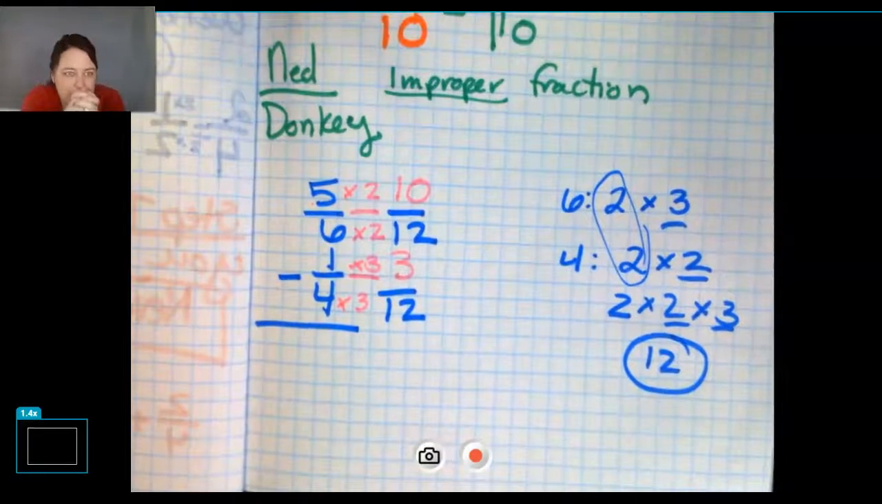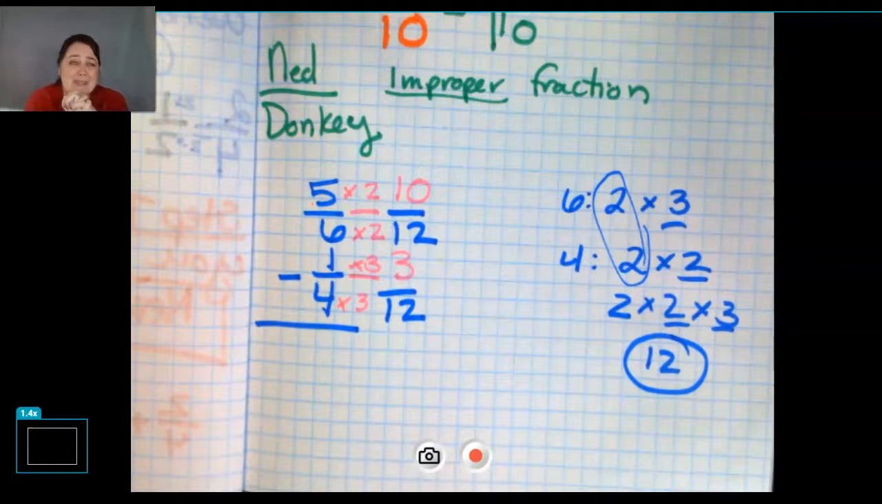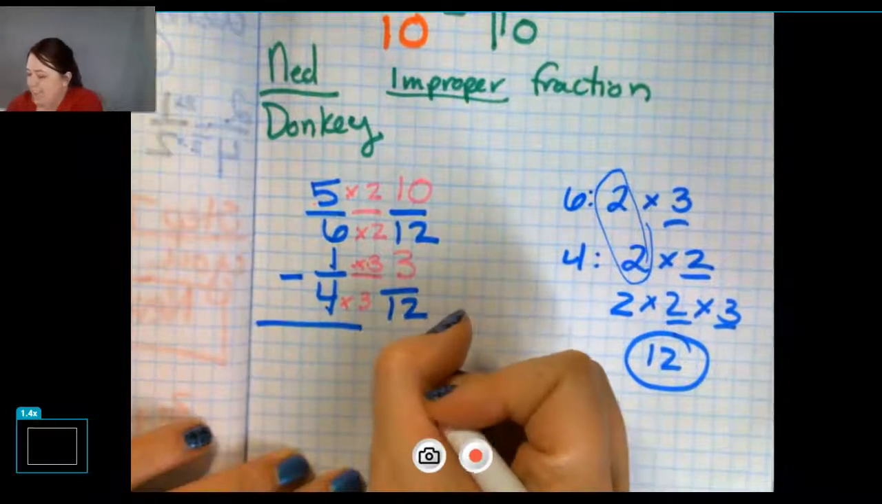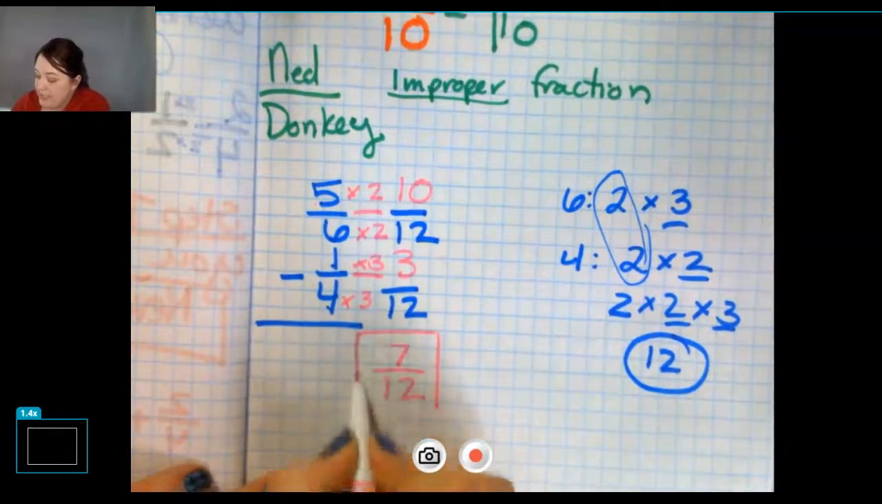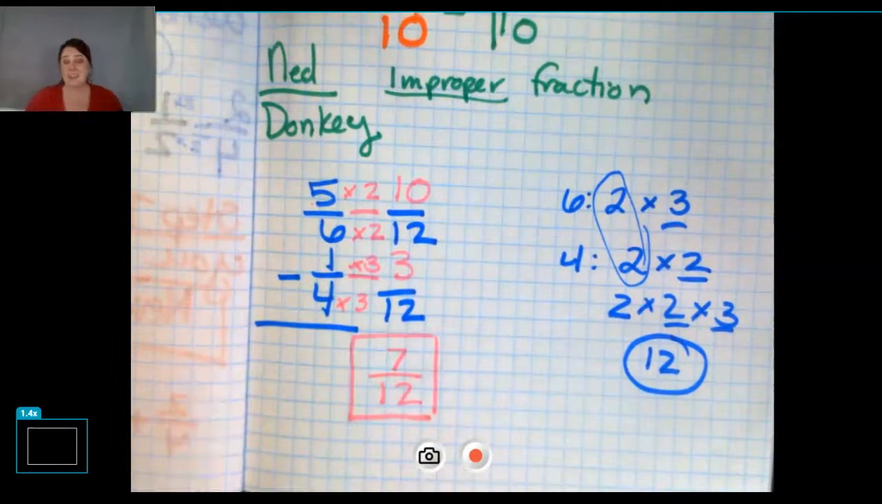Now, the biggest thing that I need to remember is that I'm subtracting. Because if you got 13/12, you didn't subtract, you added. And that is absolutely something that, especially if I'm going quickly, I don't pay attention to. So 10 minus 3 is 7, and I end up with 7/12. 7/12 is simplified because 7 is prime and 12 is not divisible by 7.